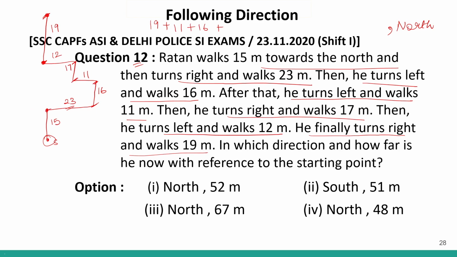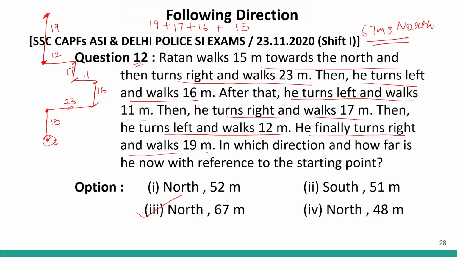Plus 15. So the distance will be how much? This is 19. This distance is 17. So 19 plus 17 plus 16 plus 15 would be equal to 67. So our answer will be option number 3, 67 meters towards the north.